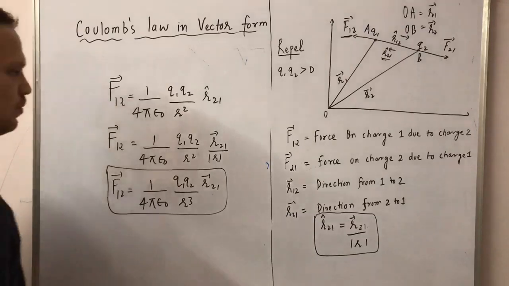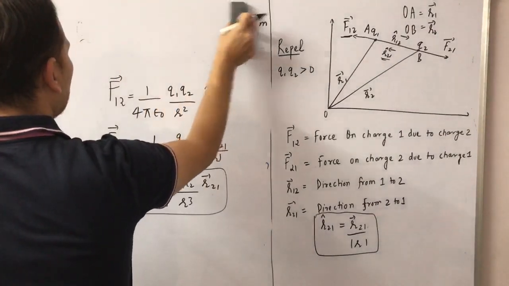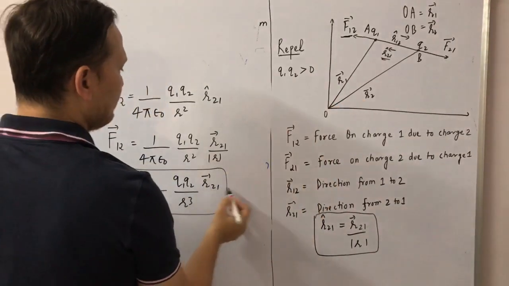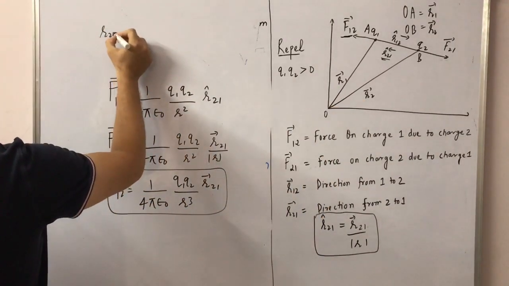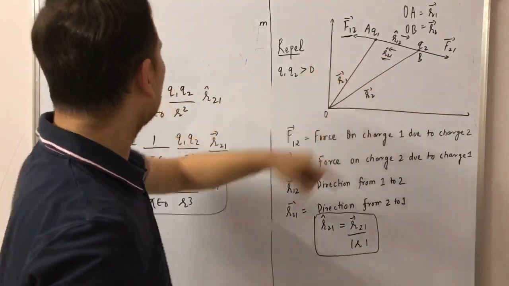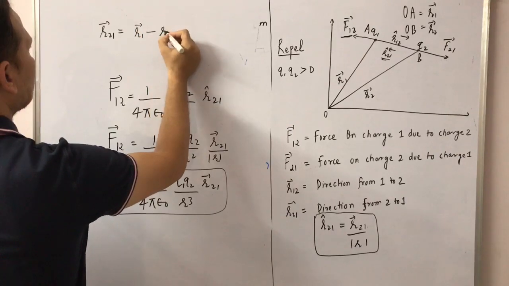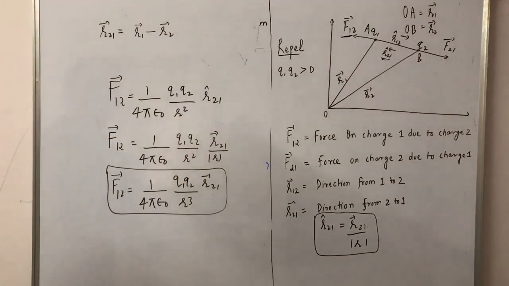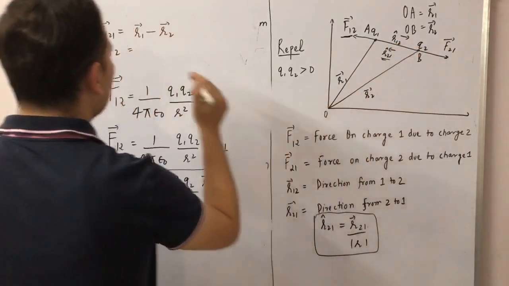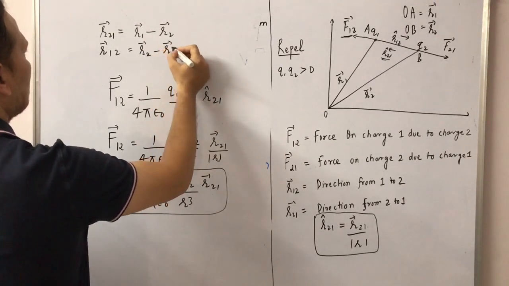We can also be more specific, according to the position vectors, about the value of the vector r21. Now what is r21 here? If we want to find r21 from this triangle, we can say that the value of r21 will be r1 minus r2, and the value of r12 will be r2 minus r1.